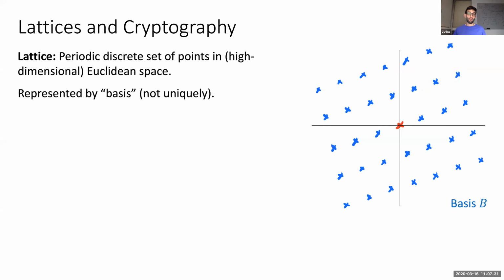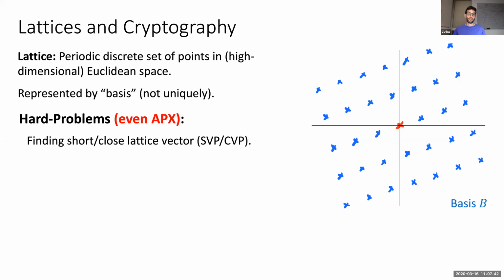What are the computational problems that we care about when we talk about lattices? So the most basic problems that are usually considered are the shortest vector problem and the closest vector problem. In the shortest vector problem, you're given a basis for the lattice, and you're asked to find the shortest non-zero vector in the lattice. So it's kind of easy. It's this guy, or this one actually.